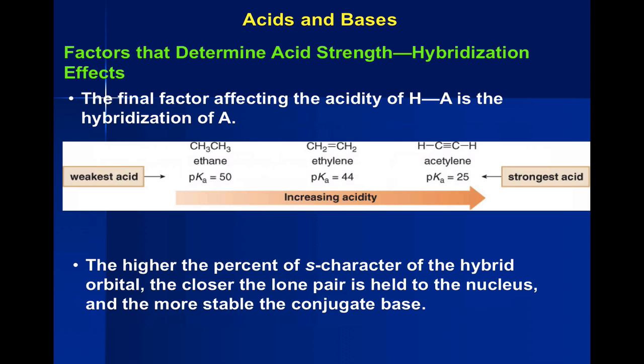This is great. So what's changing? What is changing as we move from left to right is the percent S character of that hybrid orbital. sp3 really means 1 part S, 3 parts P. So what's the percent S character? 1/4, or 25%. sp2, it's what? 1/3. And sp, it's a half or 50%. What's the difference between an s orbital and a p orbital that's doing all this?